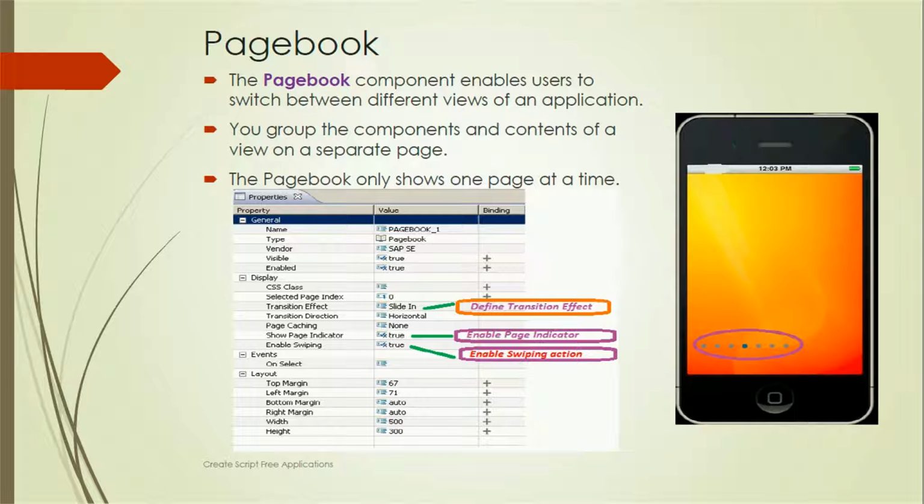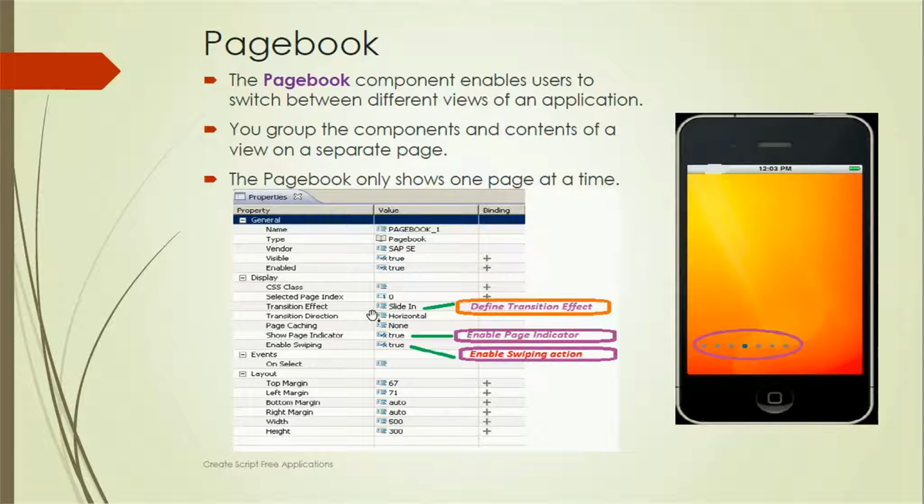Coming to Pagebook, this is one more container component. The Pagebook component enables users to switch between different views of an application. So you group the components and contents of a view on a separate page. Suppose you have seen on an iPhone, these are the different navigation pages, where if you swipe from right or left, then we get a new view. This is achieved by using Pagebook. In a Pagebook we can create our charts or cross tab or any other functionality that we want, and we can use a transition effect here.